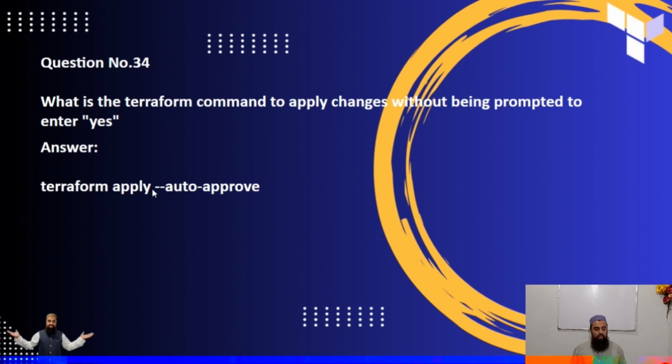Question number 34. What is the Terraform command to apply changes without being prompted to enter yes? When we run Terraform apply, we have to enter yes before it actually starts provisioning the infrastructure. But I don't want to write yes, and I have used this command in one of the recent lectures. We can use auto approve, and we don't have to write yes.